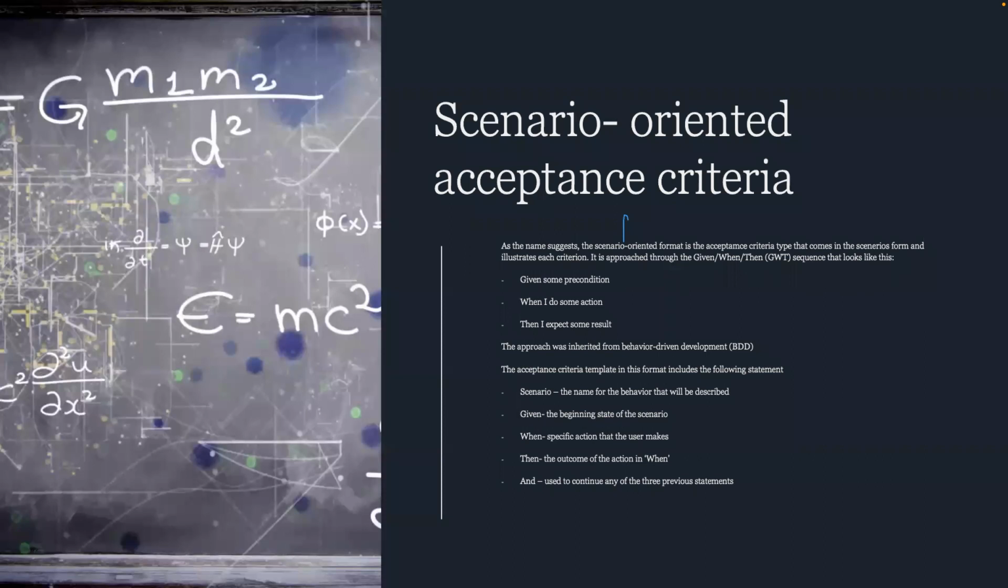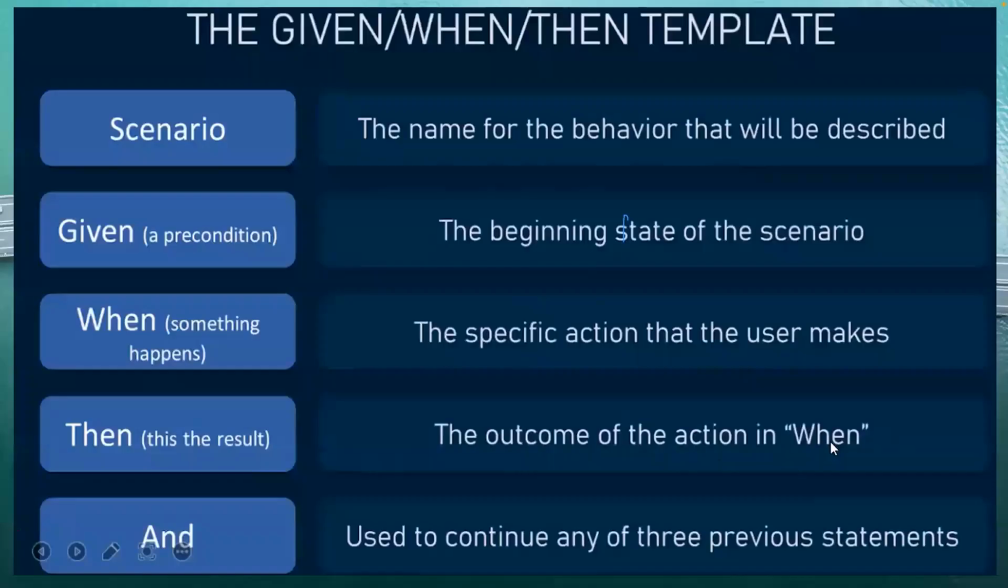I think we'll just go into another example of the given, when, then template. This is something you can always use. The given is the precondition, the when is the action you want, while the then is usually the result.